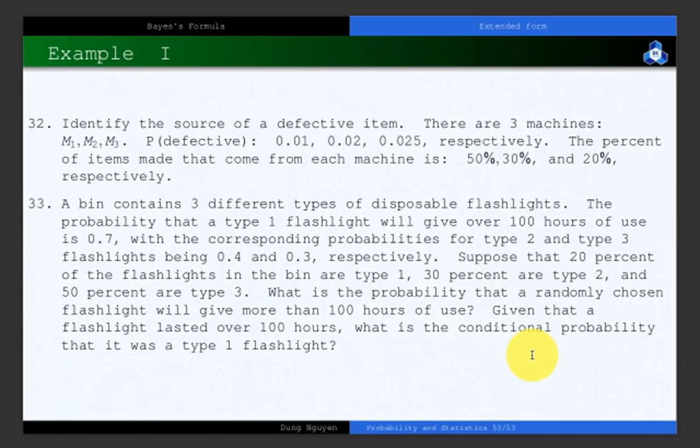Question 33 is quite similar to those that we have done so far, so I will leave it to you. You can try to solve the problem at home.